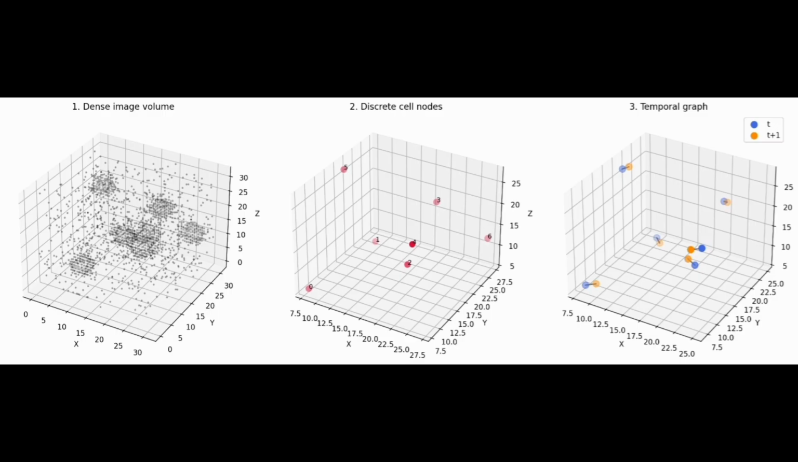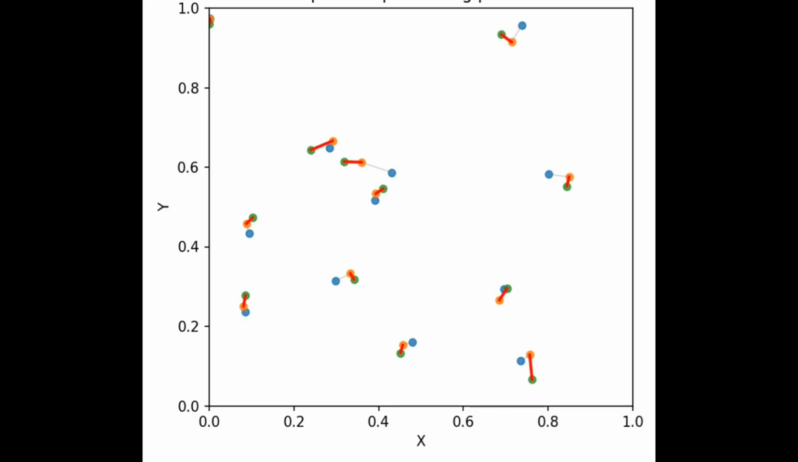And that's all that there is. You have dense image volumes that you give to these models, and they output a temporal lineage of a cell. You can track a cell, and it even tracks cell division events. So there you go. That's the entire pipeline.